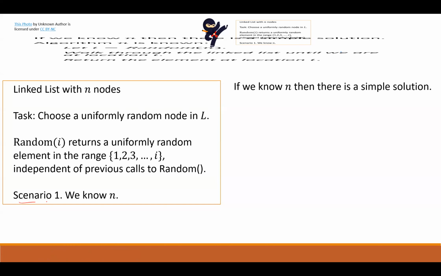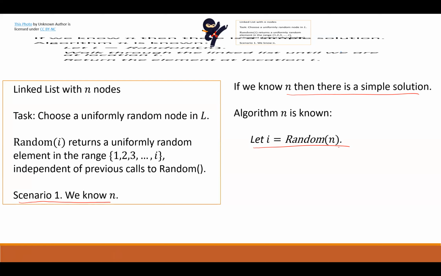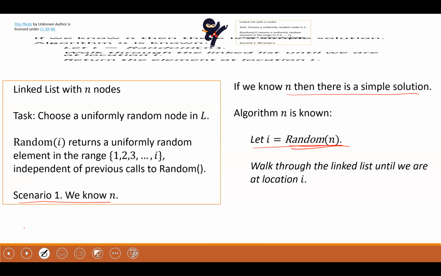So scenario 1 in choosing a random element from our linked list is that we know n. If we know n, then there is a simple solution. I might have to draw in my linked list a little bit, but yeah, n is the size of my linked list. I just take a random number from 1 to n, and that is i, and then I walk through the linked list and I just count how many items I've seen. When I get to location i, if you can imagine, there's a list here.